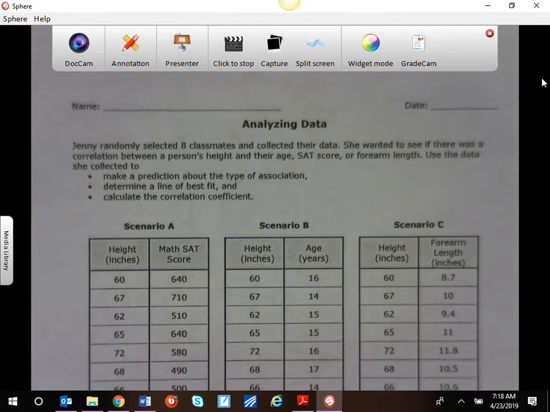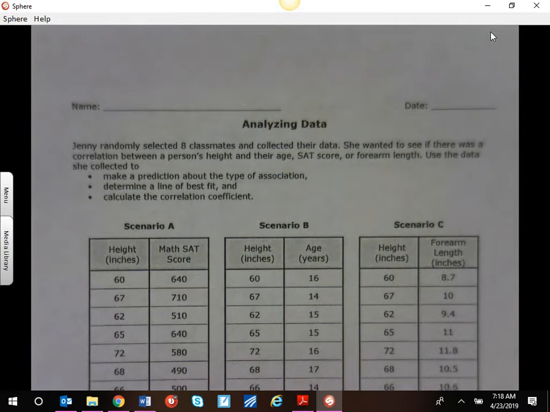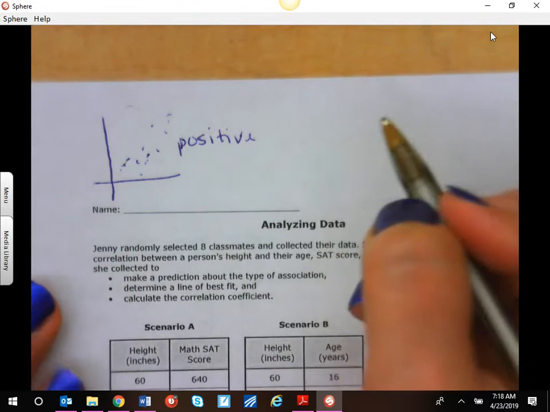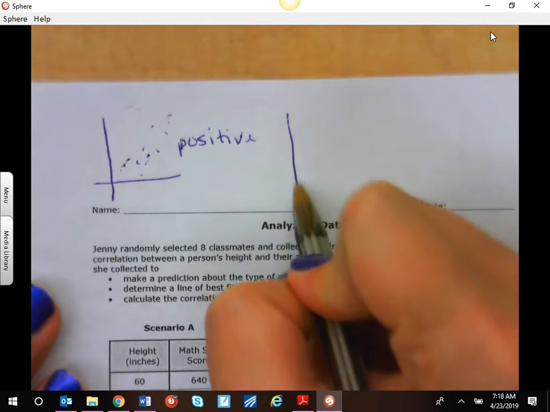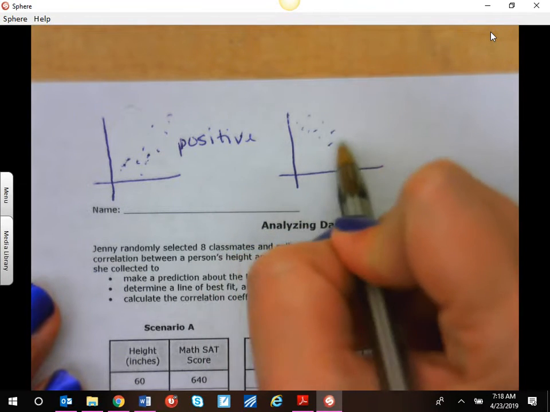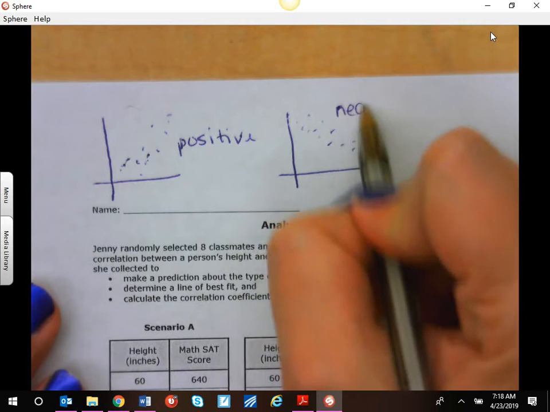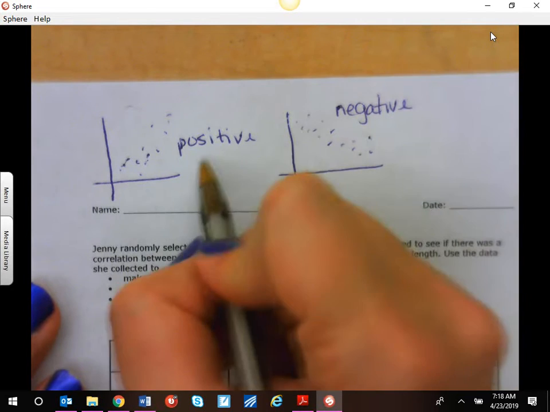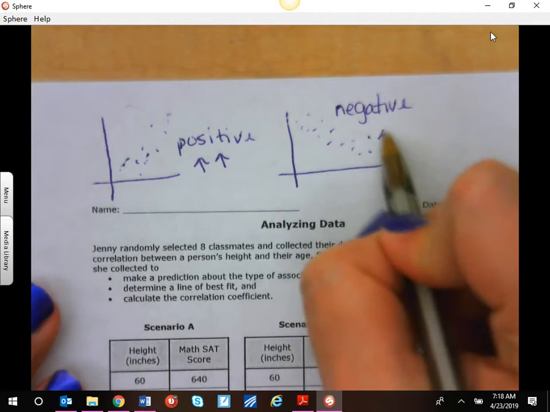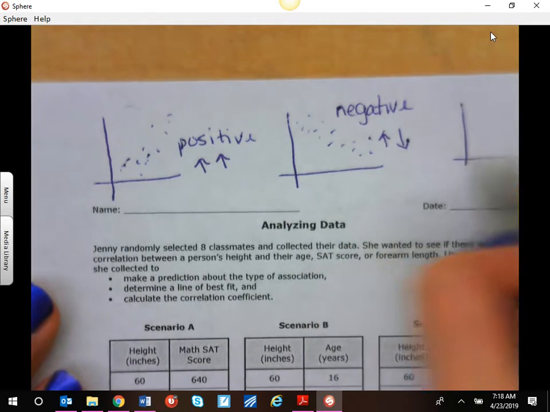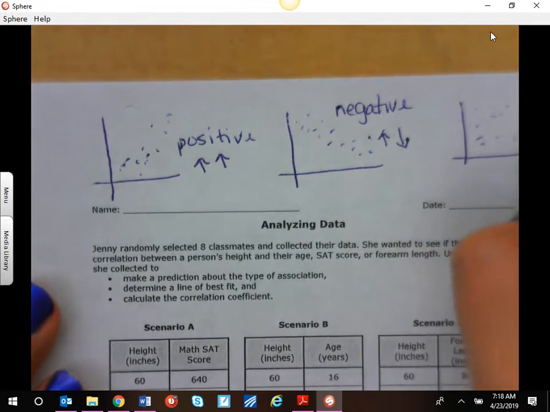So today I want to review with you looking at correlation coefficients and the different types of scatter plots. So if you remember, we talked about scatter plots. We have positive scatter plots where we have an upward direction where all things are increasing. We have negative correlation scatter plots where they are going down in a negative trend. One thing is going up and the other is going down. And then we also have no correlation where there's really no pattern.